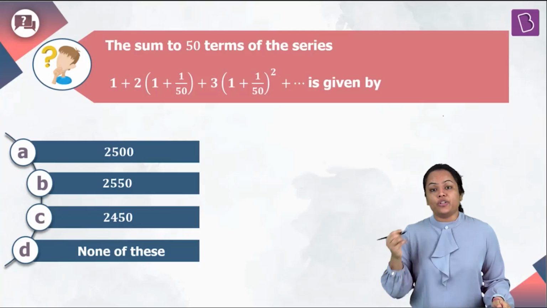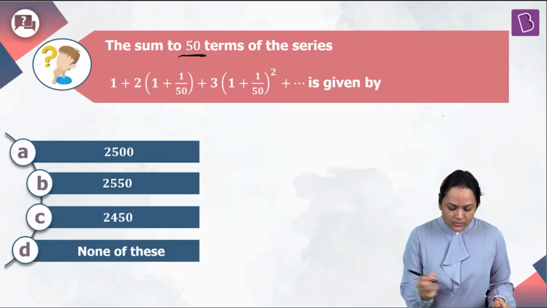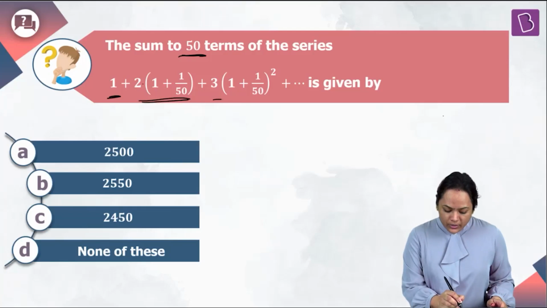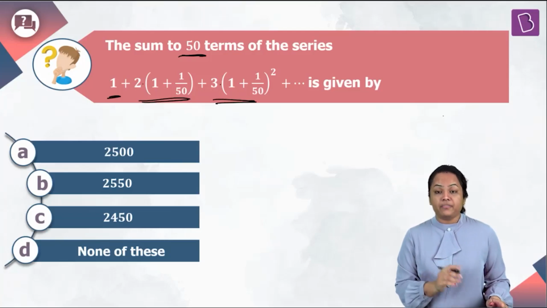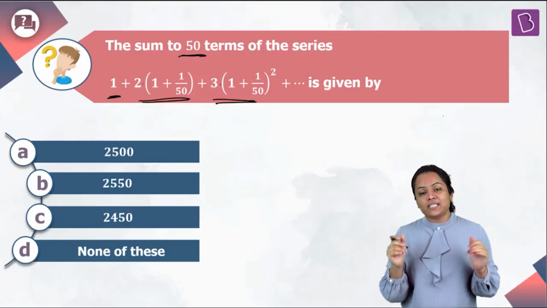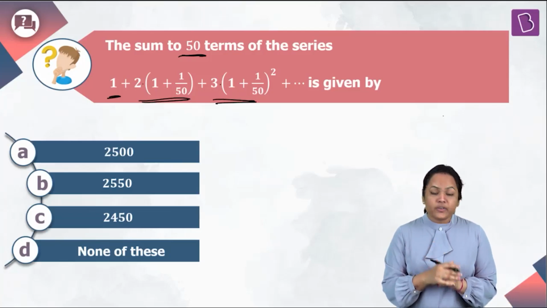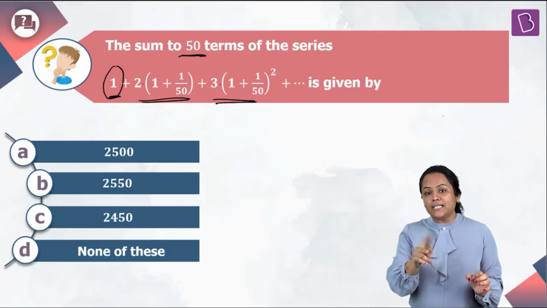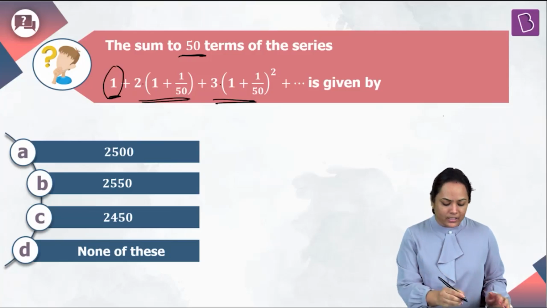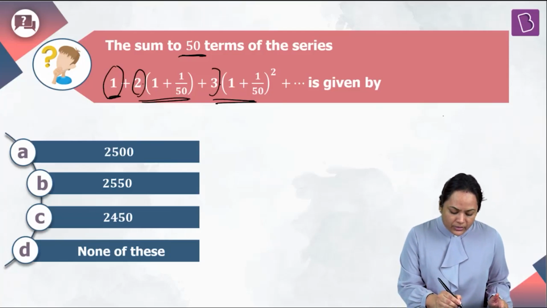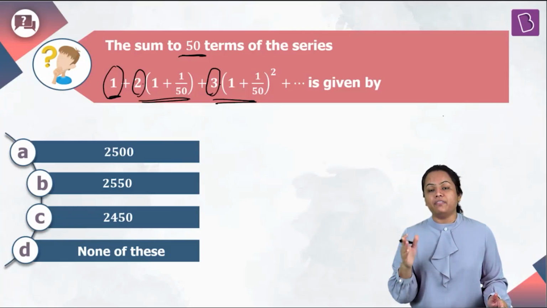Well, in this question, what they have asked us is the sum of 50 terms of the series, that is 1 plus 2 multiplied by 1 plus 1 by 50, 3 multiplied by 1 plus 1 by 50 square and so on. So to find this, I have to figure out the sequence, right? If we see the terms actually, first term is 1, second term is multiplication of 2 and 1 plus 1 by 50. Third term is multiplication of 3 and 1 plus 1 by 50 square.